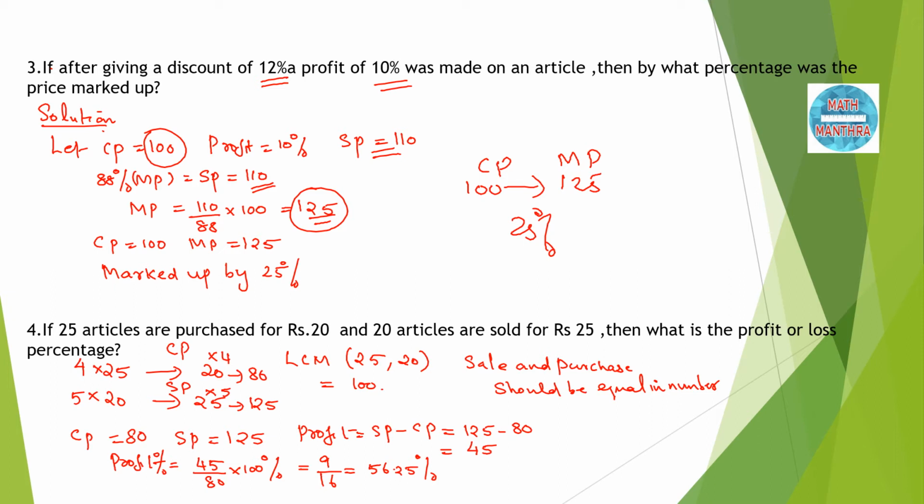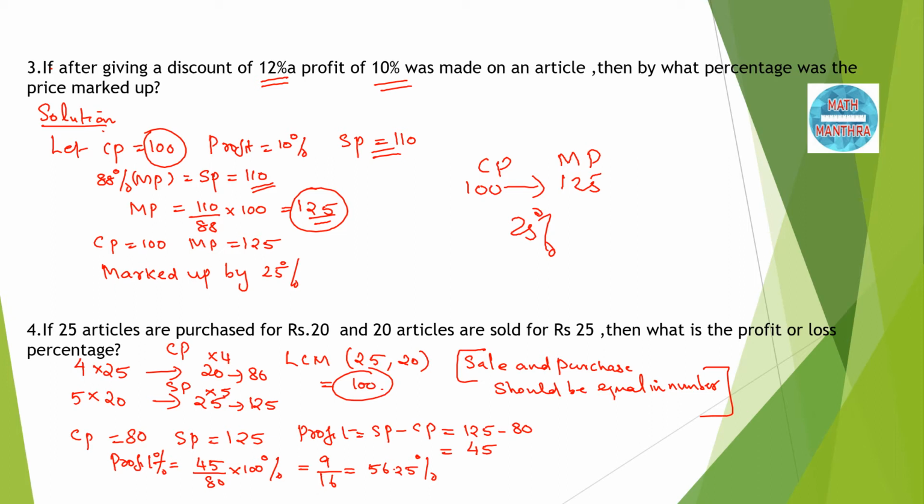Next question is question number 4. If 25 articles are purchased for rupees 20 and 20 articles are sold for rupees 25, then what is the profit or loss percentage? So in all such questions, the number of articles purchased must be the same as the number of articles sold. So if it is different, first of all you have to make it into the same numbers. So that you can do by taking LCM. So 25 and 20, you first find the LCM, you know it is 100. So we consider this problem in terms of sale and purchase of 100 articles.